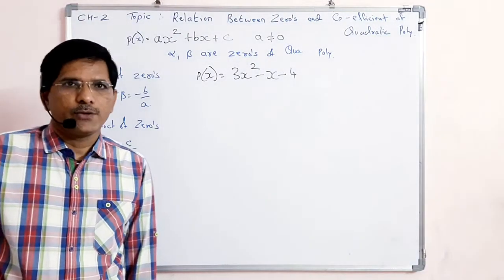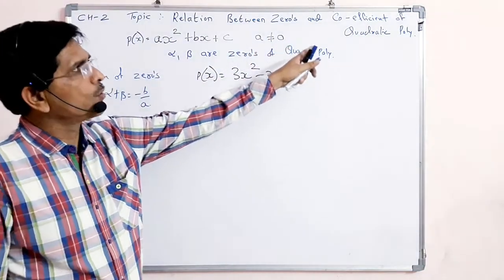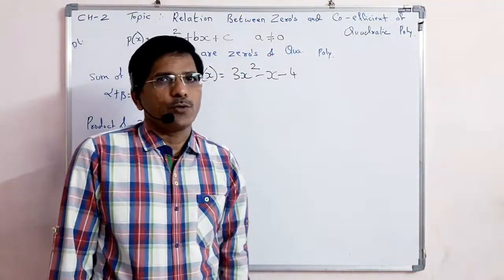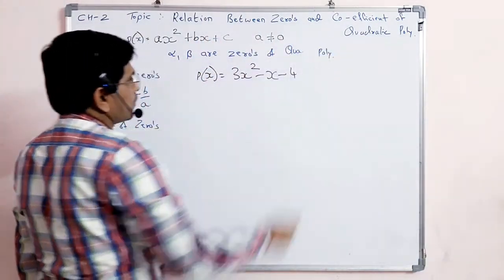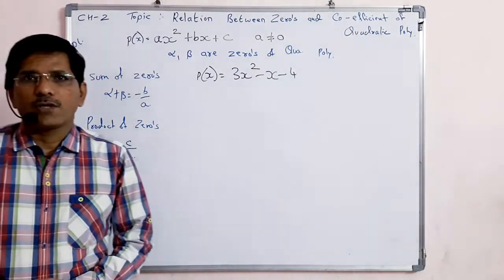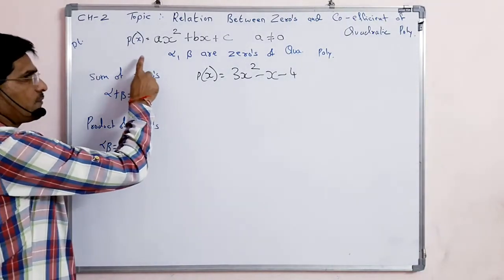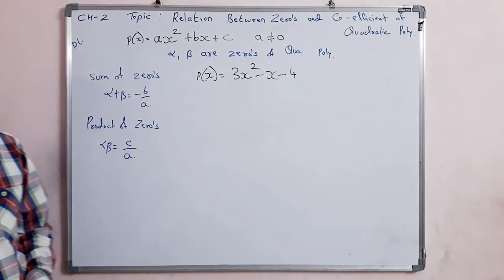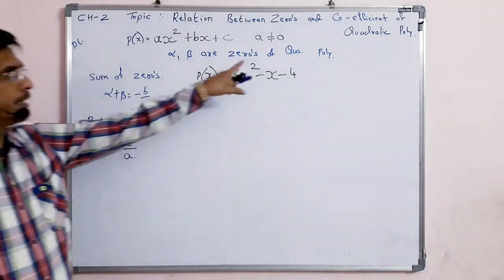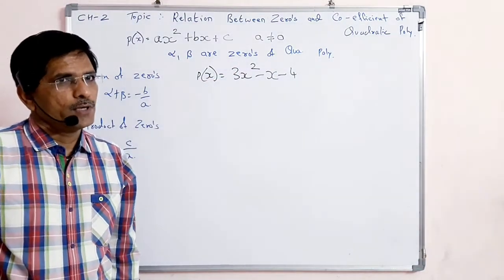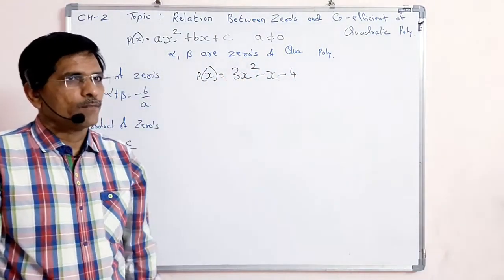I want to explain to you the relation between zeros and coefficients of a quadratic polynomial. Before we start, first of all we have to understand what a quadratic polynomial is. The standard form of a quadratic polynomial is p(x) = ax² + bx + c, where a is not equal to 0. Why? Because we want to make a quadratic polynomial.